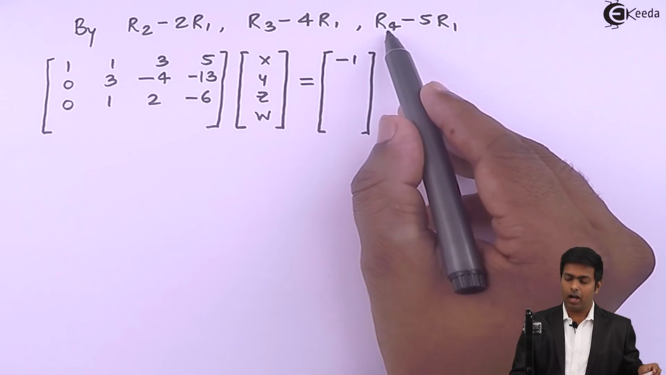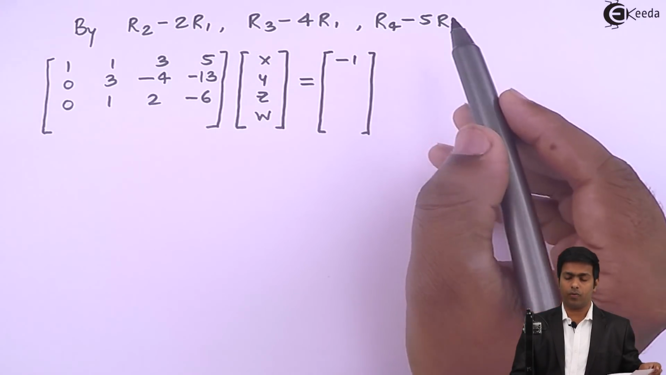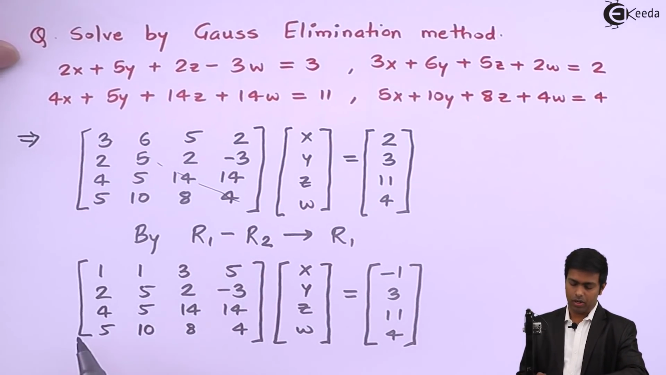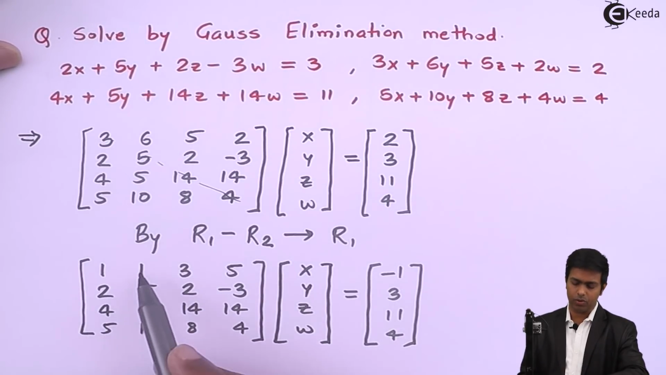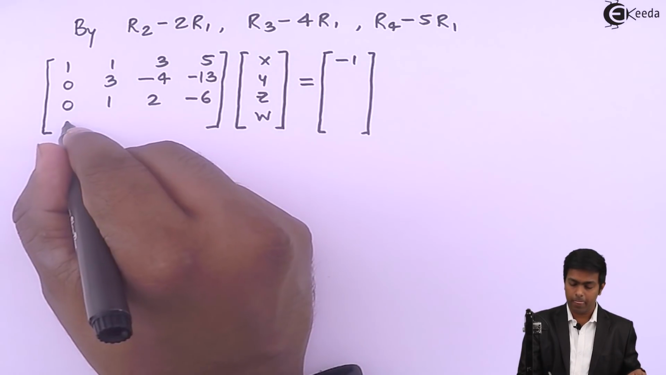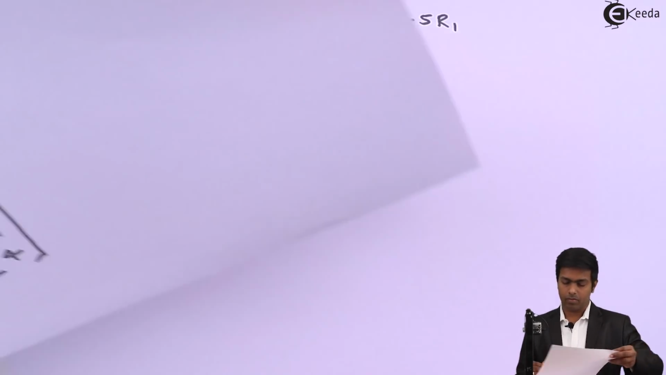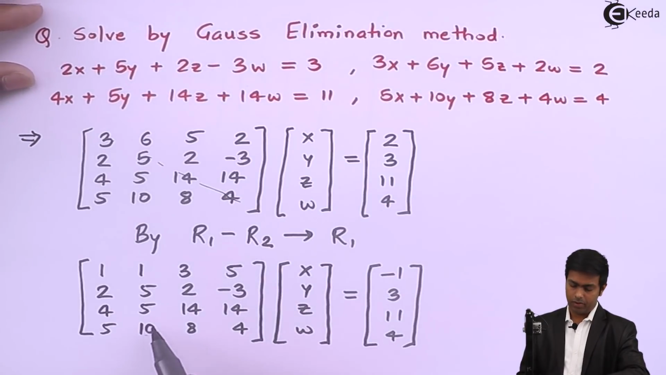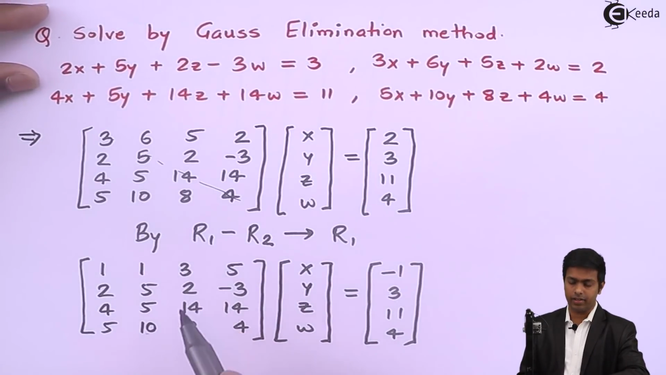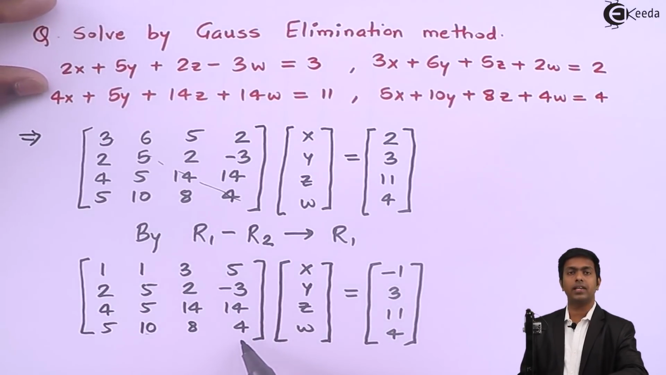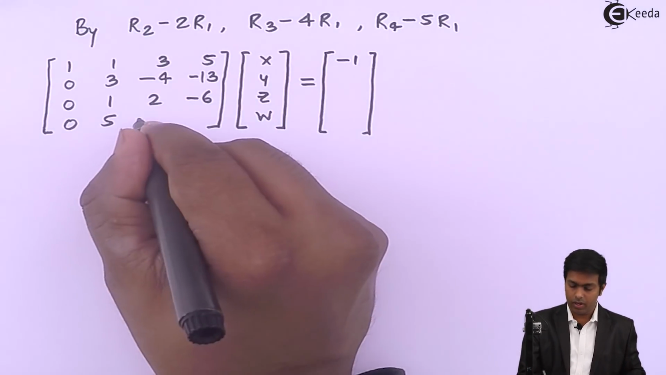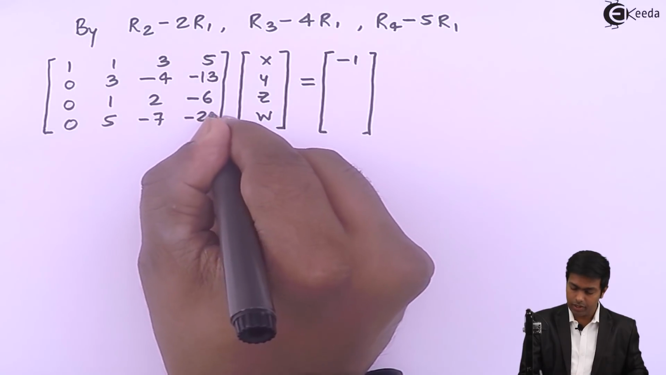Next R4 minus 5 times R1. So R4 is this, minus 5 times R1. So 5 minus 5 is 0. This is 5. So 0 and 5. Next here 5 times 3 is 15, so 8 minus 15 is minus 7. This is 25, so this will be minus 21. So here minus 7 and minus 21.